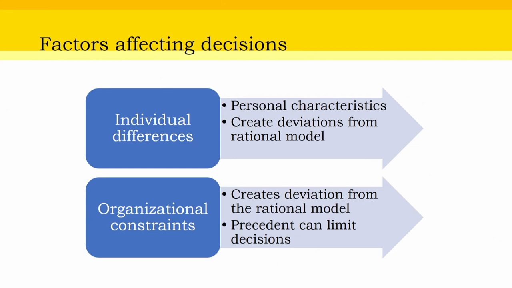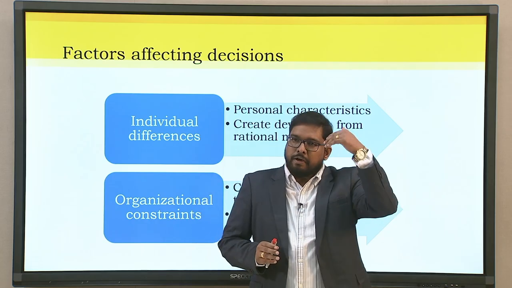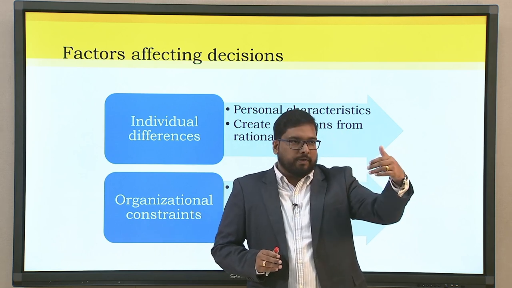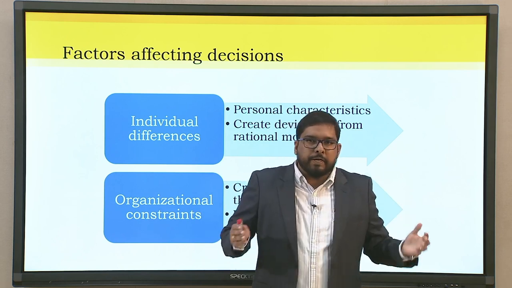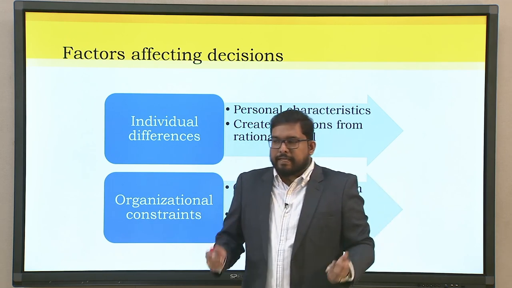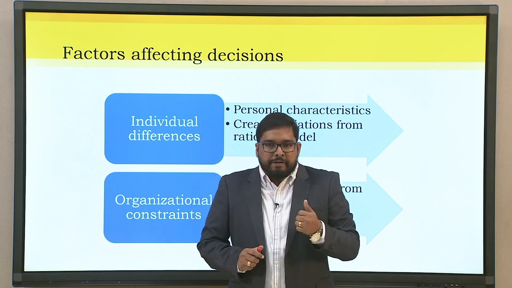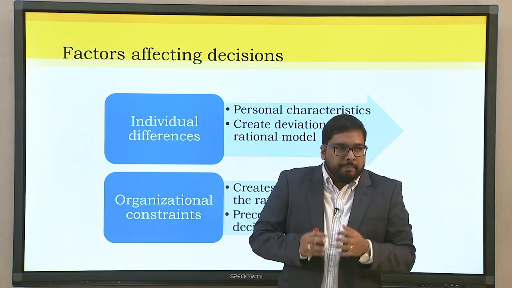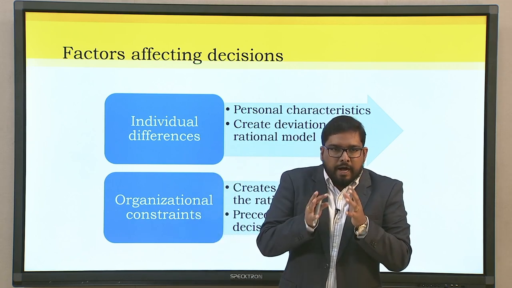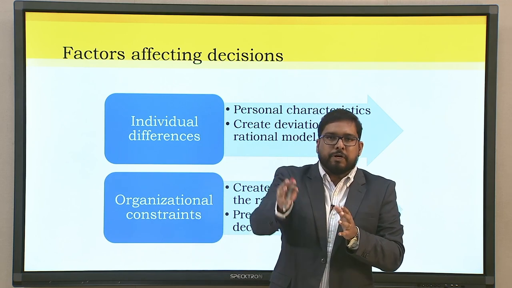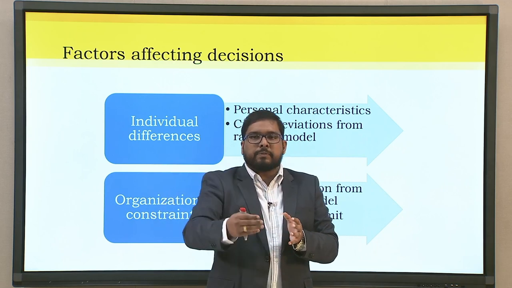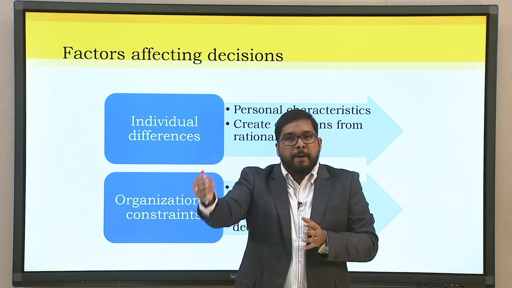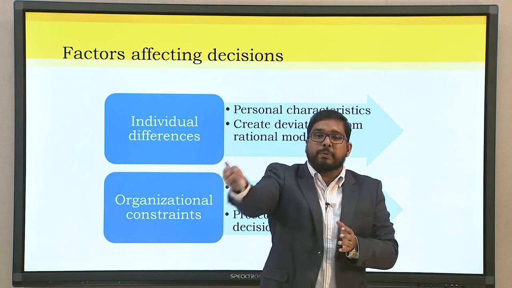Many a time we have seen these aspects of individual differences, which we have stressed right from lecture 1 of module 1. Individual differences could be many. I'm not going into the details of that. Personal characteristics create deviations from the rational model. So many a time your decisions are based on particular individual differences: your decision to do something with respect to person A might be different from person B. There are situations like that.